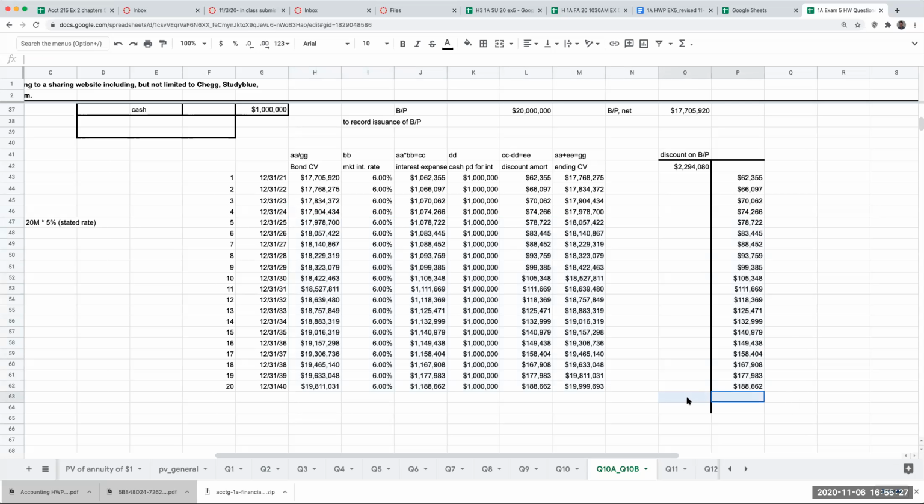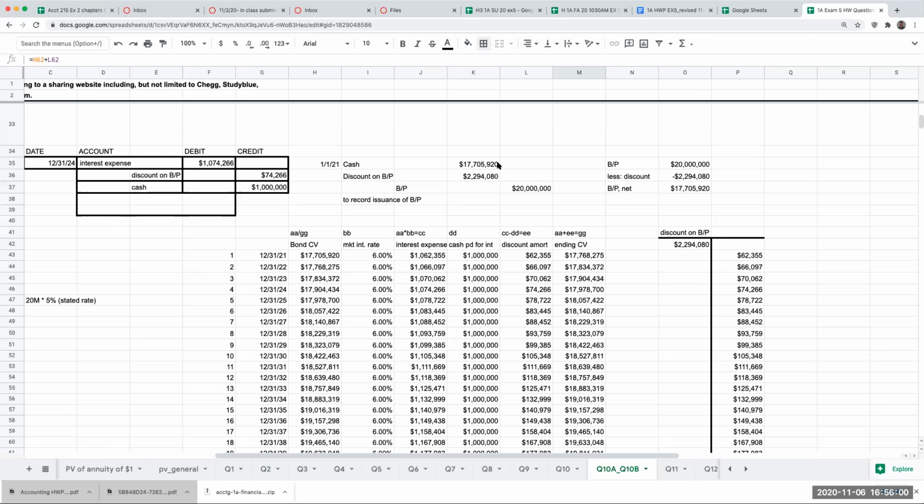So if I go through and I look at this, all of these things being added up, and I take a look at how much I've amortized this by, a difference of $307, so I'm pretty close. But as I go over here, I want my ending carrying value to be $20 million. And why is that? Because once I get to the end of the 20 years, that's when I have to pay back the principal amount.